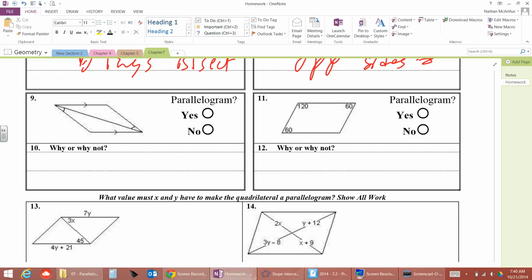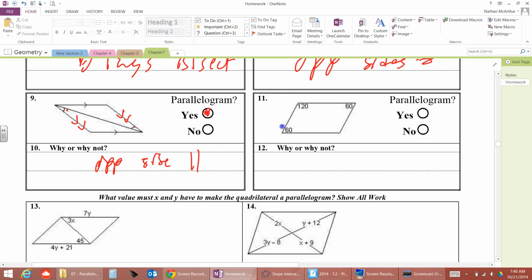So now I've got parallels, and I've got alternate interior angles. But now what's interesting about this is it doesn't tell you this, but your knowledge of alternate interior angles tells you that because those are congruent, these two are actually parallel, since these angles are congruent. So since that's true, I can say yes, and I can say OPP sides are parallel.